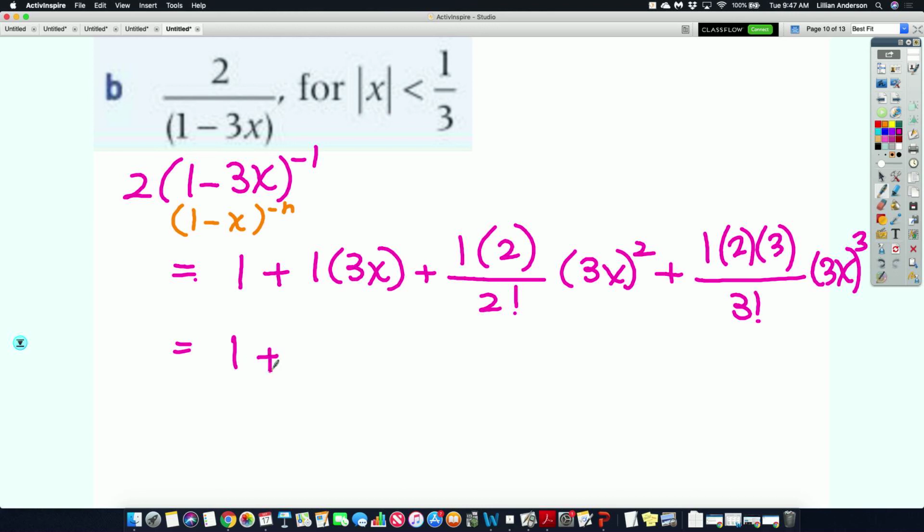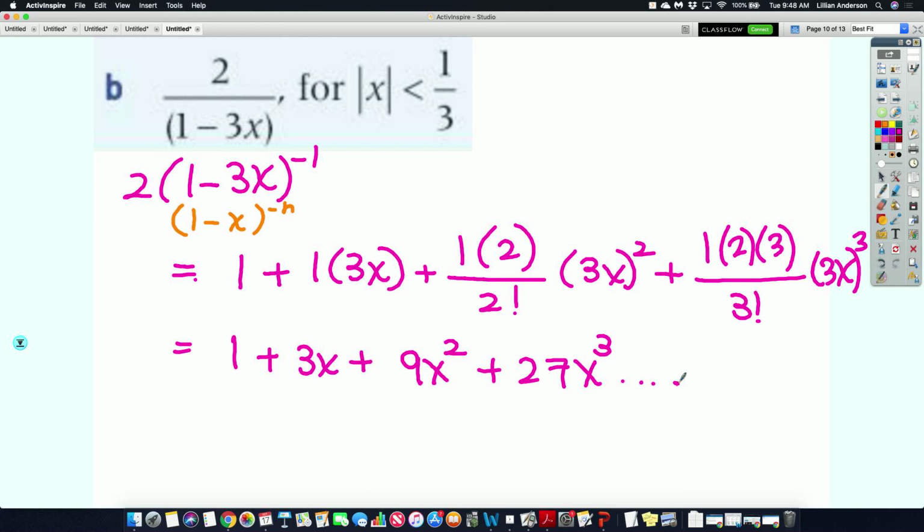I have 1 plus 3x plus, what's 2 factorial? And what's 2 divided by 2? So I'm really just left with a, which becomes 9x squared plus, what's 3 factorial? 6. And isn't the numerator become 6 as well? So 6 over 6 goes away. And what's 3x, that quantity to the third power? It does keep going, but I'm only concerned for the x to the third.